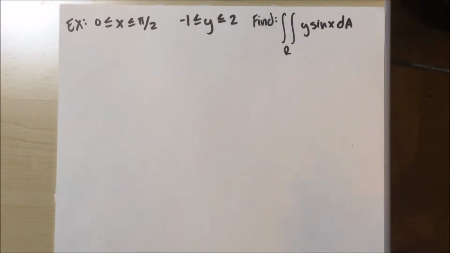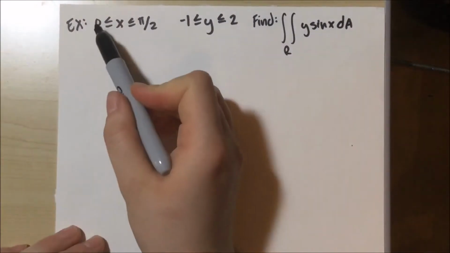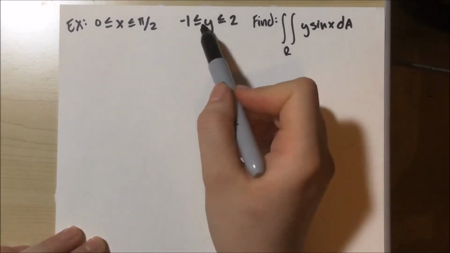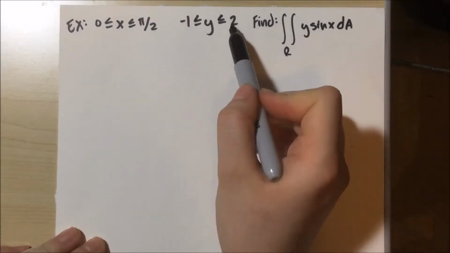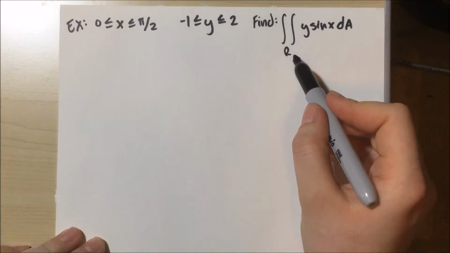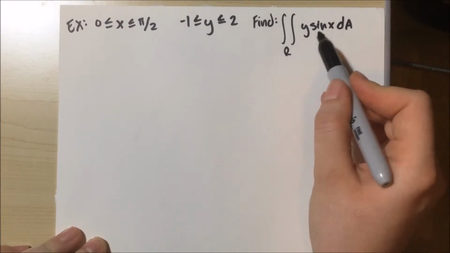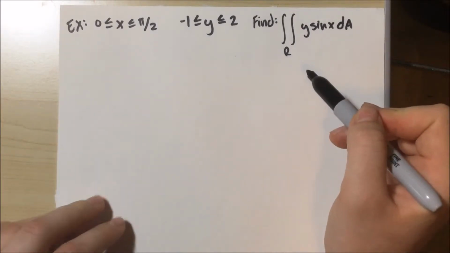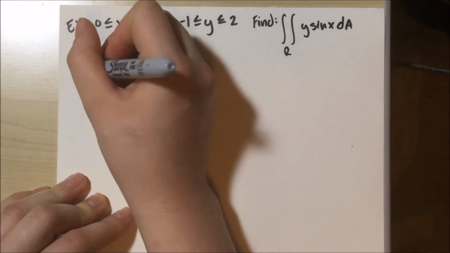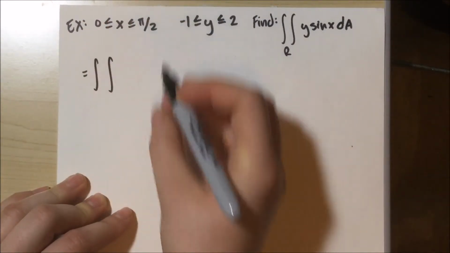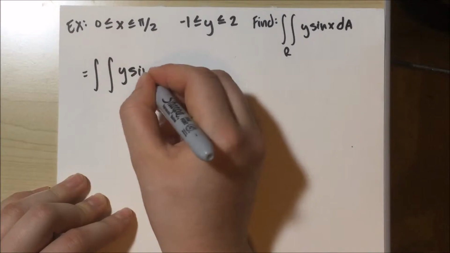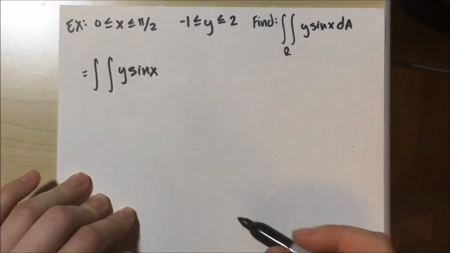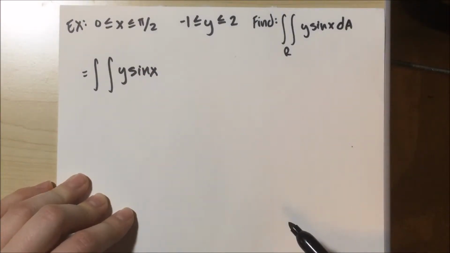So I'm given this example where the limits of x go from 0 to pi over 2, and the limits of y go from -1 to 2, and then I'm asked to find the integral over the area R of y sine x dA. Okay, so I'm going to plug that in, and I have the integral of y sine x, and I'm going to integrate in terms of x first.